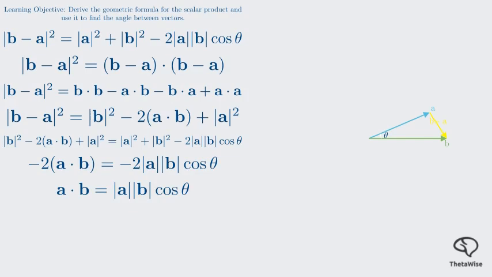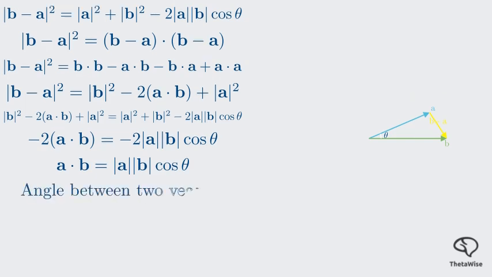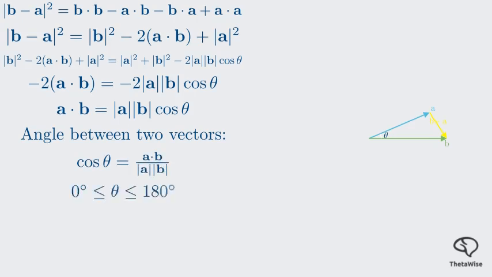A dot b equals the product of the magnitudes of a and b times the cosine of the angle between them. This formula is crucial for understanding the geometric significance of the scalar product. A direct consequence is a formula to find the angle between two vectors. By rearranging the equation, we find that the cosine of the angle theta is the scalar product of the vectors divided by the product of their magnitudes. The angle theta is defined to be between 0 and 180 degrees inclusive.